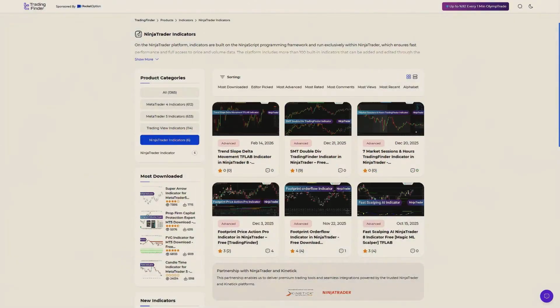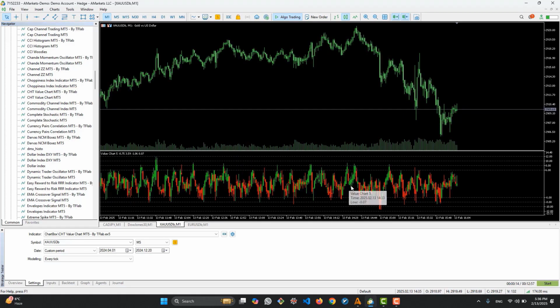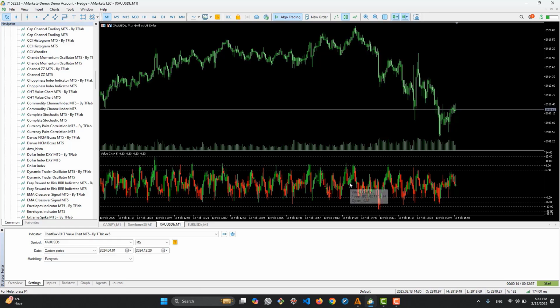This indicator helps us by filtering out the trend from the market, allowing us to better identify overbought and oversold areas in a trendless market. Let's go over the settings of this indicator together.